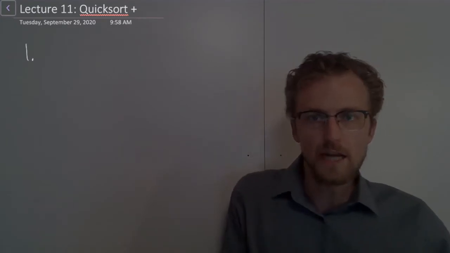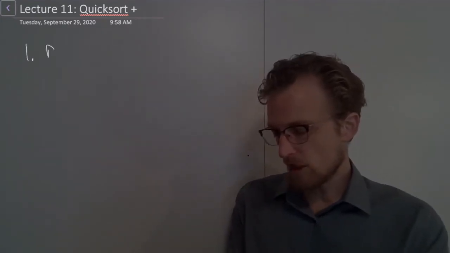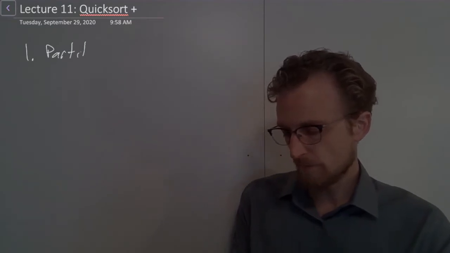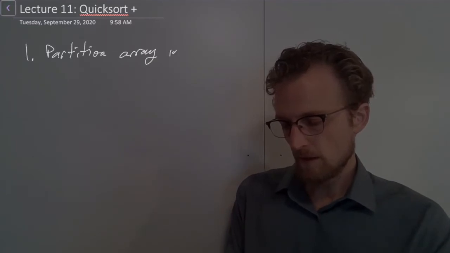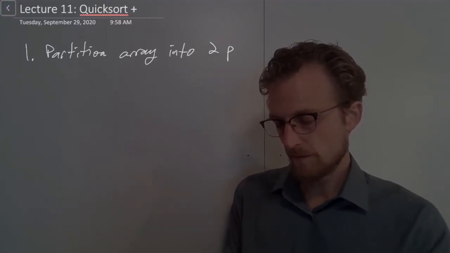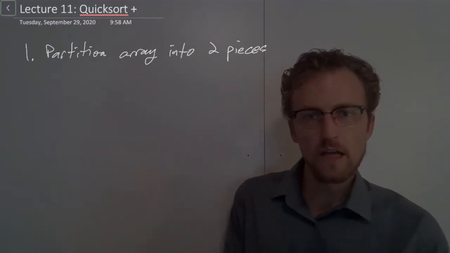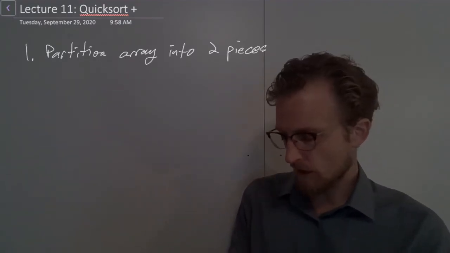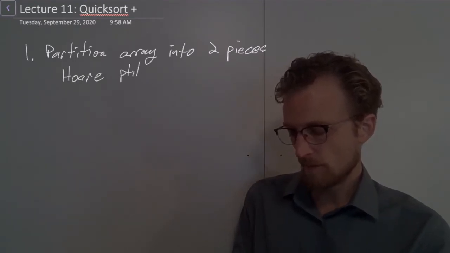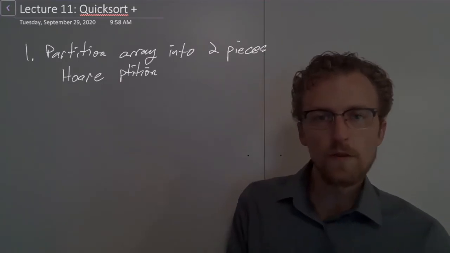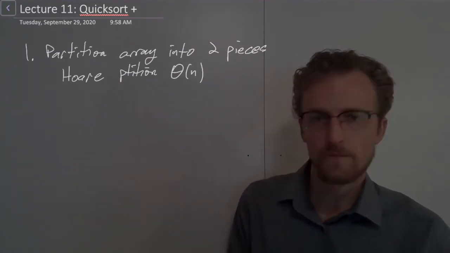First, you take an array, ideally an unsorted array, and you partition the array into two pieces. So we partition the array into two pieces. There's multiple ways of doing the partitioning, right? In our last set of videos, we looked at a method called the Hoare partition, and we showed that the Hoare partition has a linear time complexity, right?